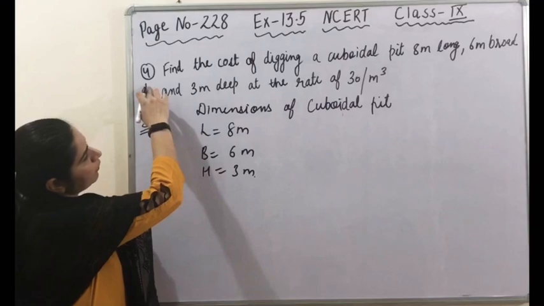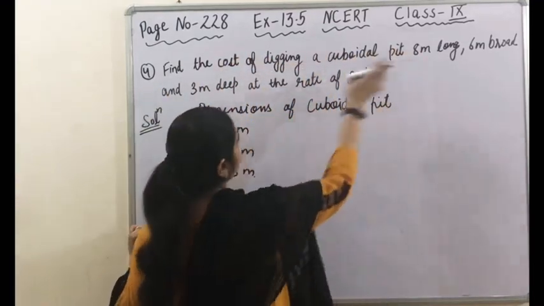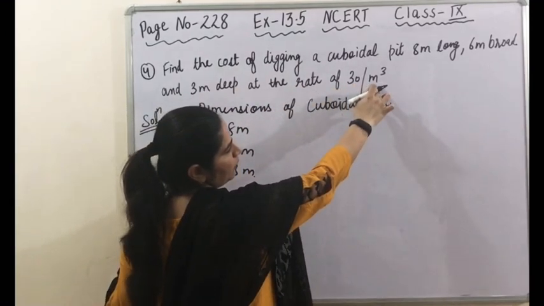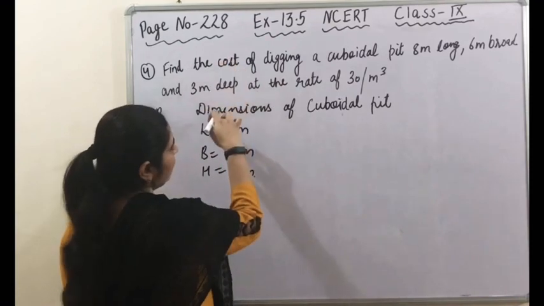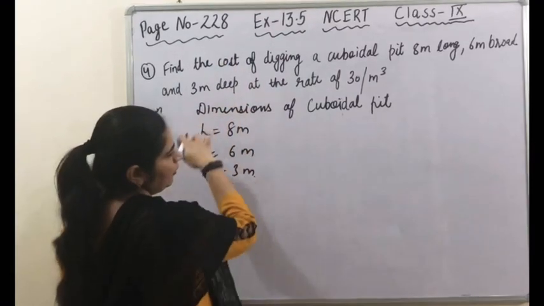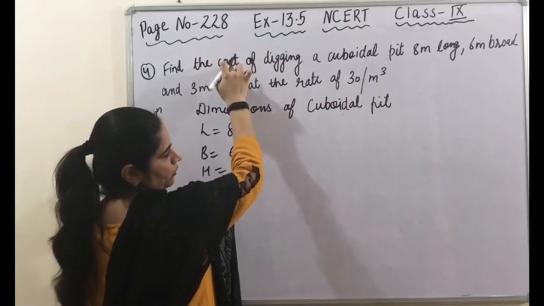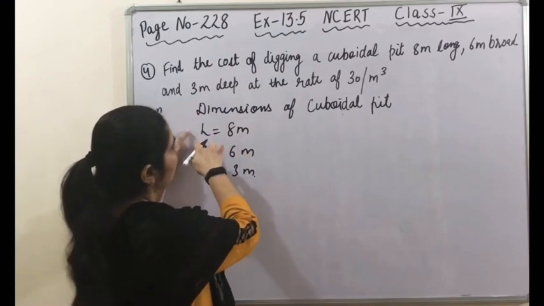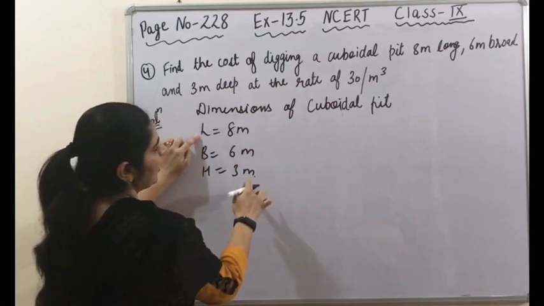In question number 4, we have to find out the cost of digging a cuboidal pit with the given dimensions at a rate of 30 per meter cube. We have to find out the total cost of the digging. So we'll find out the volume here, multiply it by the rate, and that will be the required cost. Okay, so volume is required. We have written the dimensions of the cuboid as length, breadth and height.